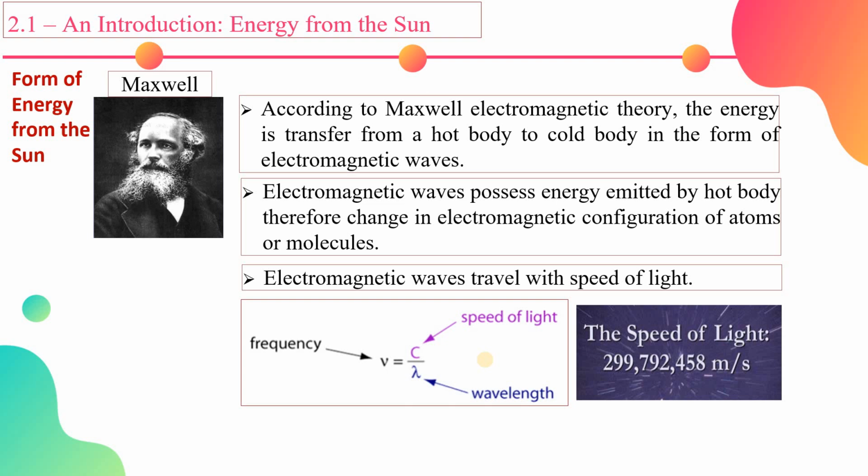There are different types of electromagnetic waves. These are radio waves, microwaves, X-rays. These all are part of the same spectrum but have different wavelengths and frequencies. Visible light is just a small portion of this spectrum.